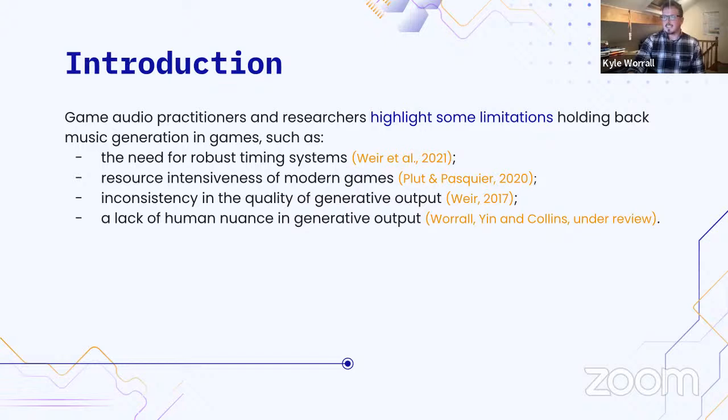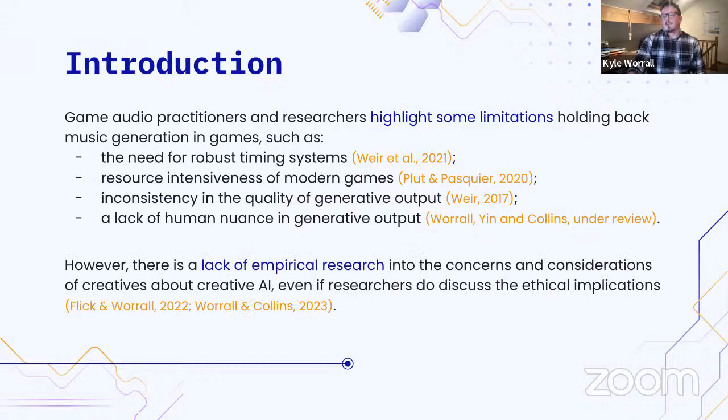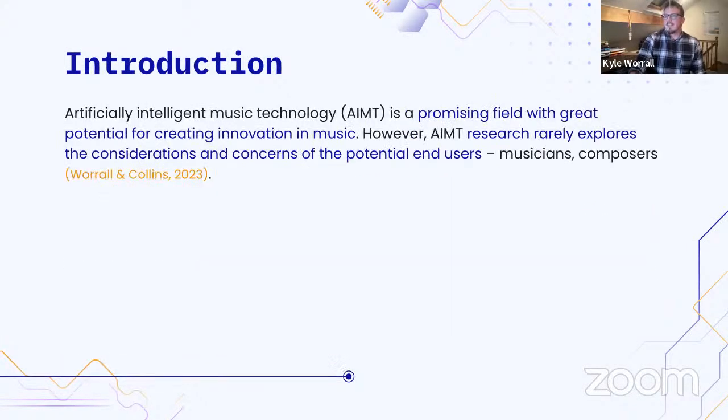There's also inconsistency in the quality of generative output and a lack of human nuance in generative output. But there is an overwhelming lack of empirical research into how musicians really feel about AI. And that's because the field is fairly nascent. Although there has been some research looking at the ethical implications and the paper I'm going to discuss today. And that's surprising because artificially intelligent music tech, AIMT for short, is a promising field with great potential for creating innovation in music. And AIMT research rarely explores these considerations that I've just said.